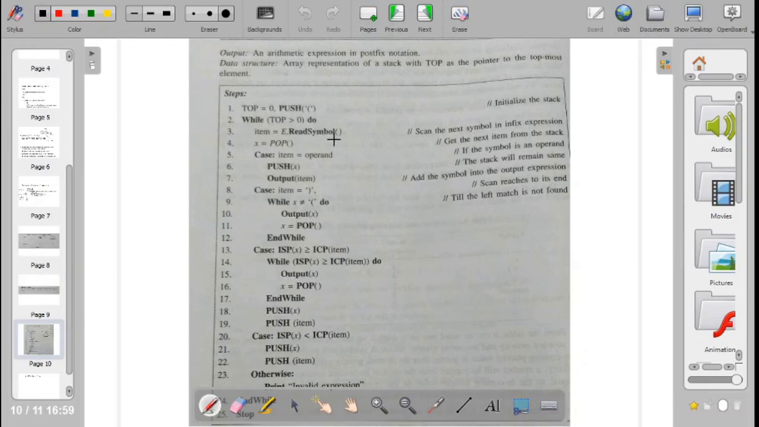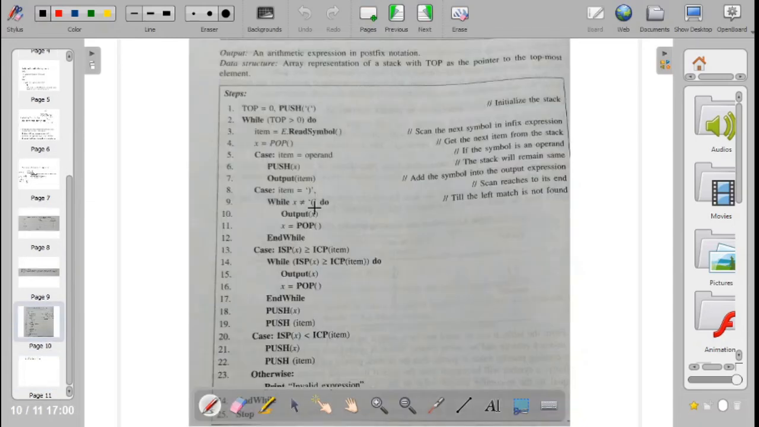So you read a symbol. If it is an operand, you just have to output the item. If it is an operator, you have two cases. That is, if the in-stack priority is greater than or equal to incoming priority, you have to pop out those items and output them to the postfix expression. If the in-stack priority is less than incoming priority, you just have to push the item. And in case you encounter a closing bracket, then you have to pop out all the operators till you encounter an opening bracket. Okay, so this is the overall picture about the algorithm.